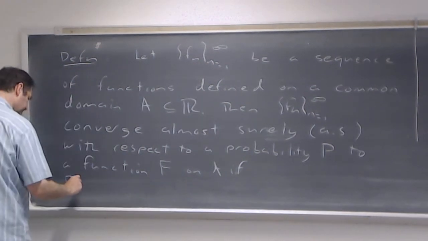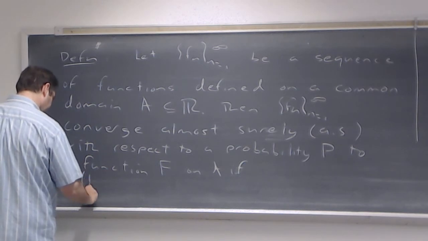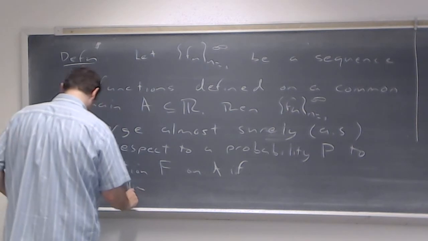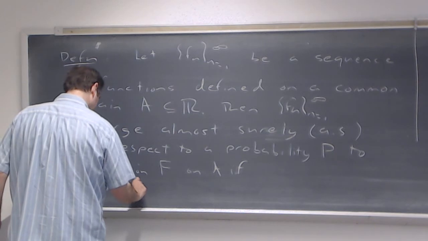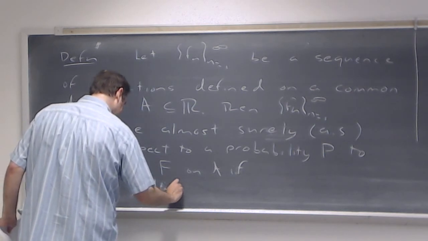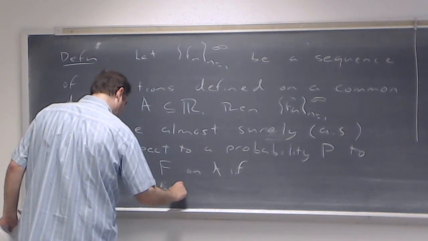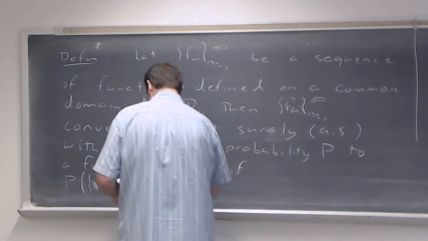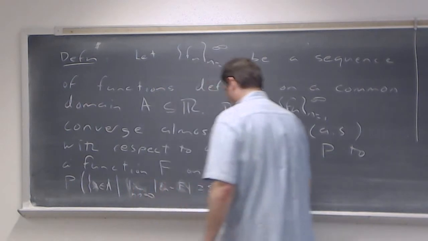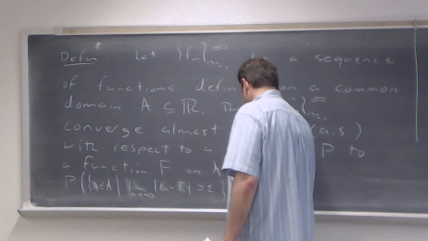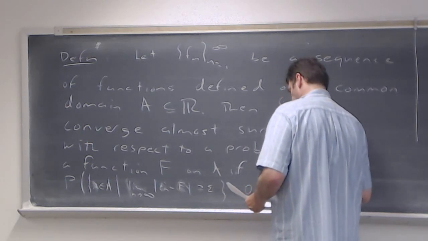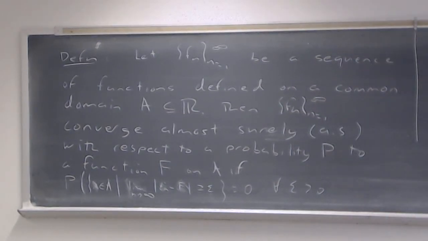the probability of the set of all x's, elements of A, such that the limit as n goes to infinity of the absolute value of f sub n of x minus big F of x is greater than or equal to epsilon, if that set equals 0 for all epsilon greater than 0. That's our definition for almost sure convergence with respect to a probability measure.